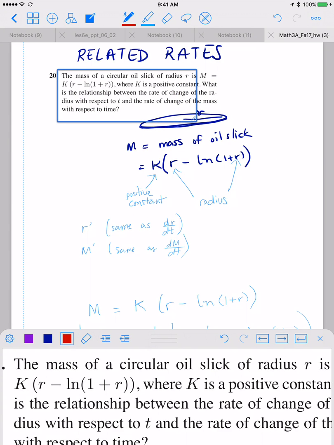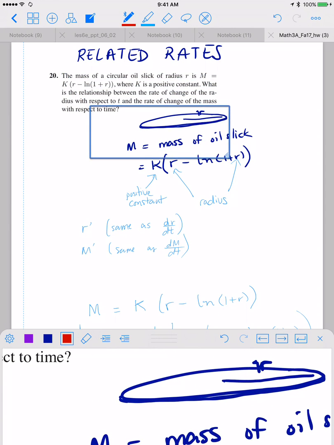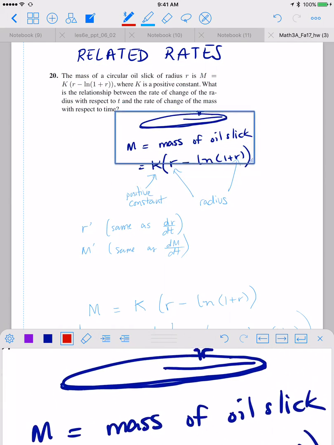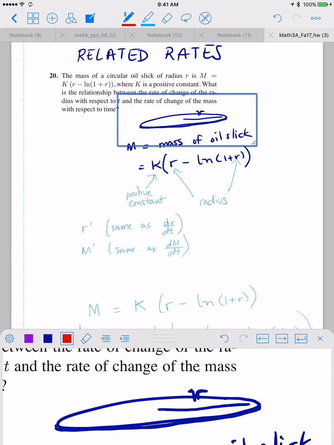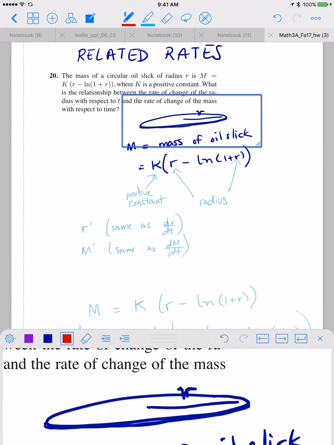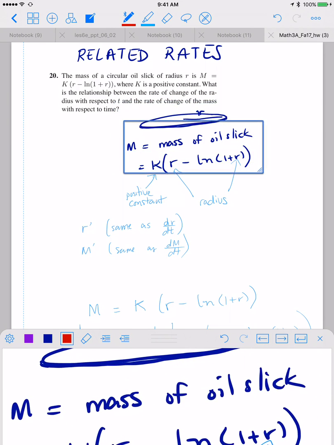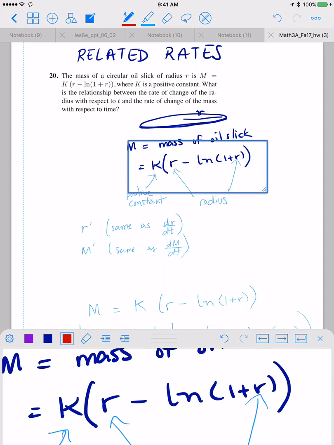So the mass of a circular oil slick of radius r is, and then it gives us a formula. Okay, so we've got our formula. Here's the picture that I've drawn of an oil slick, which is essentially just a lot of oil that's dumped into the ocean or into some river, some body of water. The setup tells us that the oil slick forms the shape of a circle, right? And we're interested in the mass. So the mass of the oil slick is given by this formula right here.